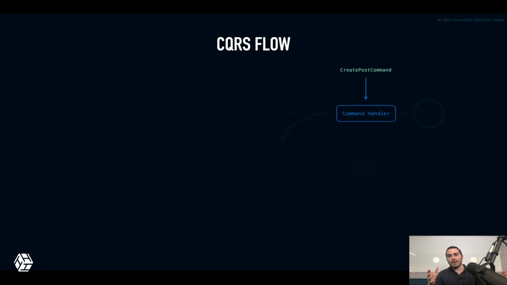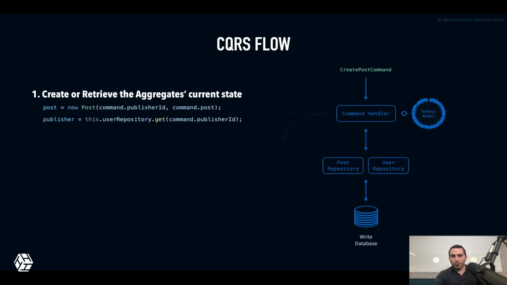Now, the command handler, I think, is the heart of your write model, because it does so many things. Basically, it does everything that the write model should do. So I'm going to split everything the command handler does into four things. The first thing that the command handler does is to create or retrieve the aggregate's current state. One golden rule, I would say, is to create a repository for each aggregate that you have.